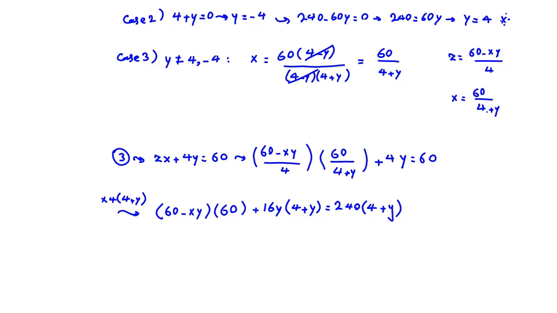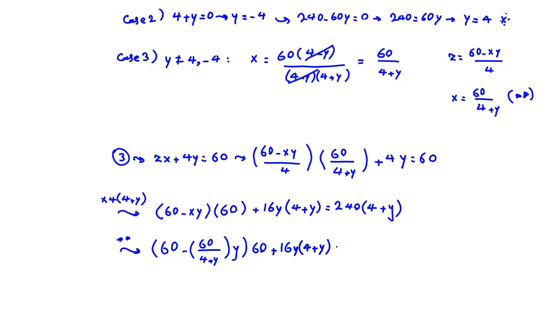Now, x is 60 over 4 plus y. Let's call this one, for example, double star. If we use double star, we replace x with y. So it will be (60 minus 60 over (4 plus y) times y) times 60 plus 16y times (4 plus y) equal to 240 times (4 plus y). Okay.